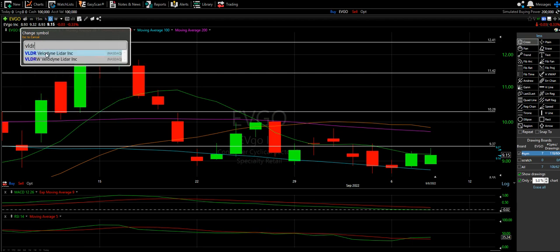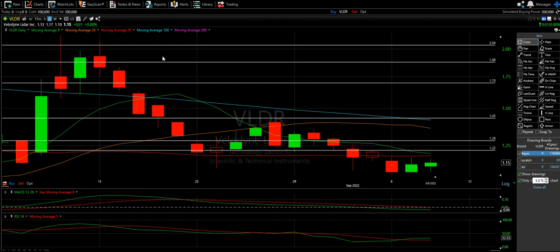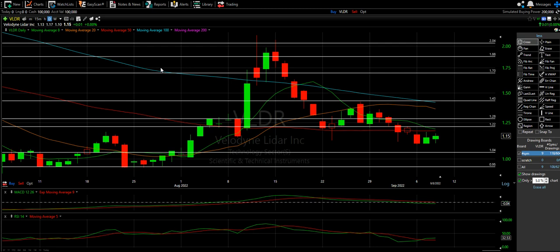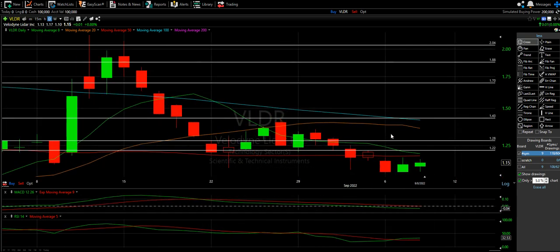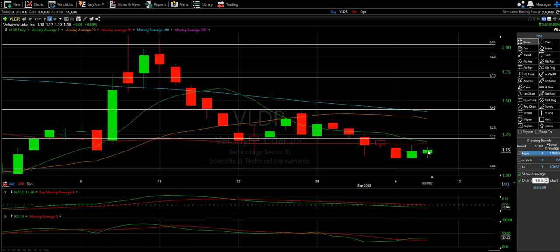VLDR. So again, same kind of story with LIDAR. Believe me when I say I know these technologies are important. Do we know if VLDR's tech is any better or worse than LIDAR? I'll be honest, I don't. I gotta believe some people do, but that's not how I trade. I trade with these lines, and at least this guy isn't at all-time lows, but it kind of goes with the same story. Look at all these days just trading under the 8.